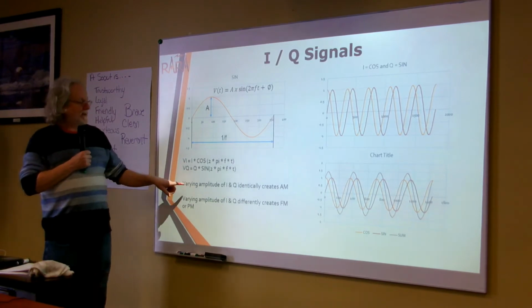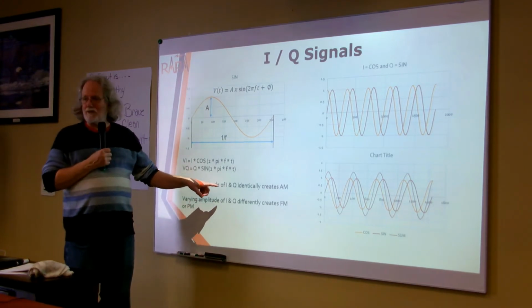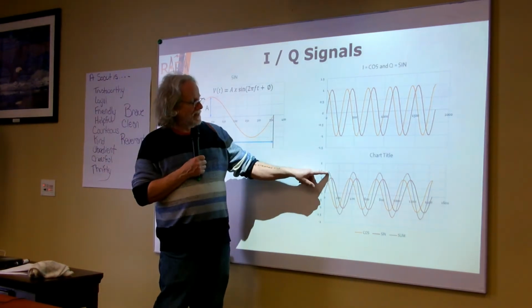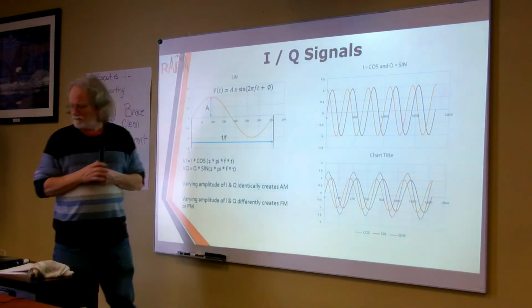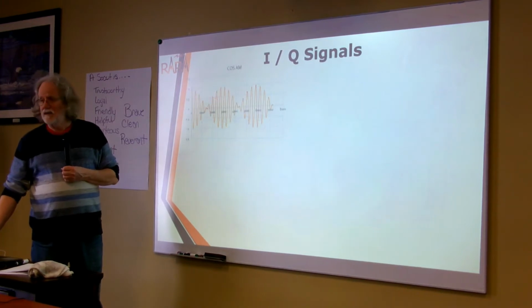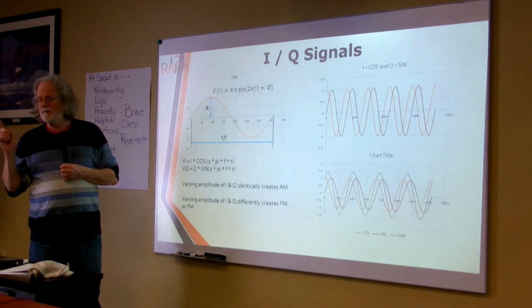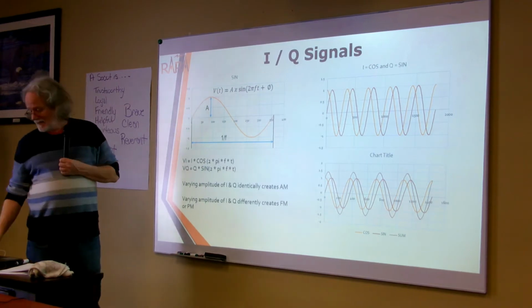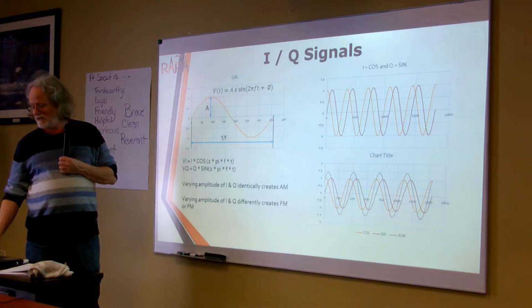Okay, so by varying the amplitude of I and Q, or I or Q, you get amplitude modulation. So as you change one of these amplitudes, this amplitude is going to change, but the phase is also going to change. Is that right? Yeah, that's right. Well, if you change them together, your amplitude changes. If you change them independently of the other, then you get your phase. Right. I'm sorry, you're right. Funny, I should read my notes. Varying the amplitude of IQ identically creates AM. Varying the amplitude of IQ differently creates FM or PM.